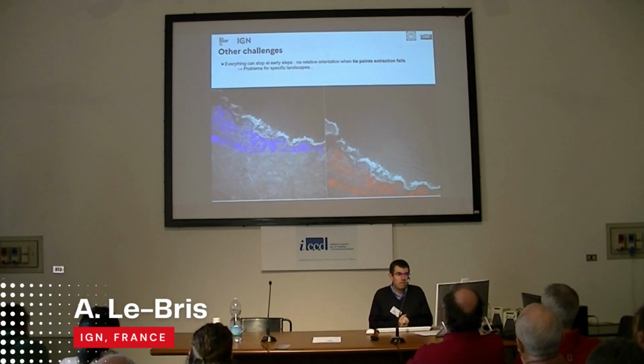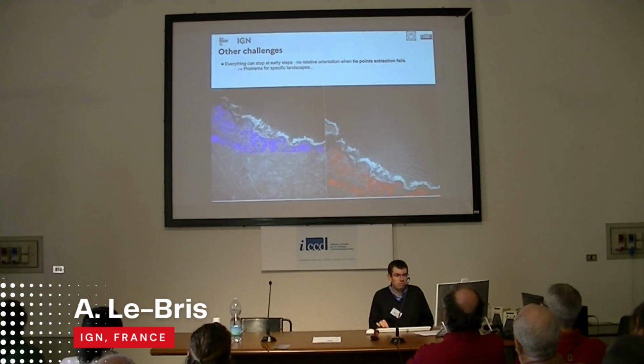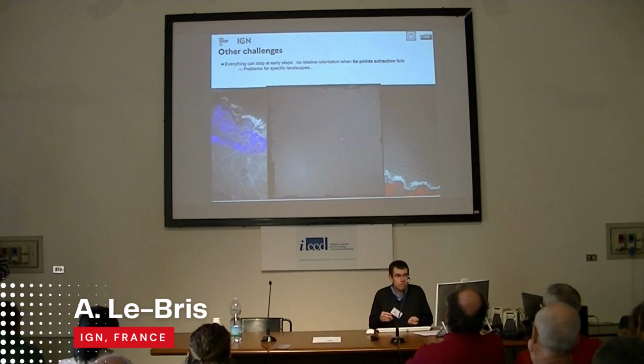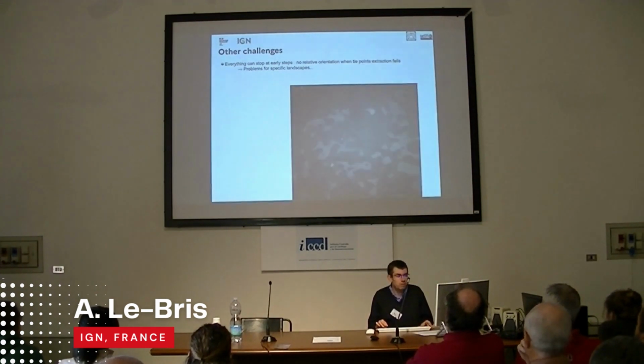For instance, at the relative orientation step, when tie points extraction will fail. This is a problem for specific landscapes, as for example here. Here we have no problem with those images, but considering the next images in the band, we fall on water, so no tie points, but we have no way to detect those images earlier, and it can lead to small problems when performing the first bundle adjustment. We have to identify those kinds of images.